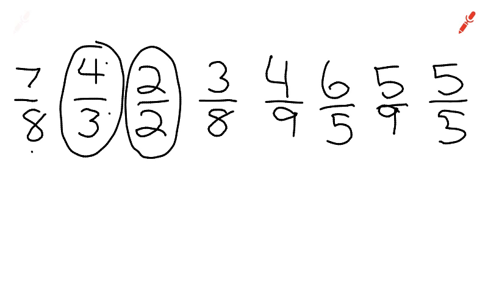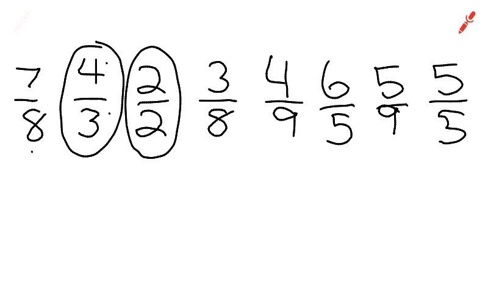3 over 8. What do you think? Show me your thumbs. 3 over 8 we are not going to circle because it's proper. What about the next one? 4 over 9. What do you think? Show me those thumbs. And 4 over 9 we are not going to circle.